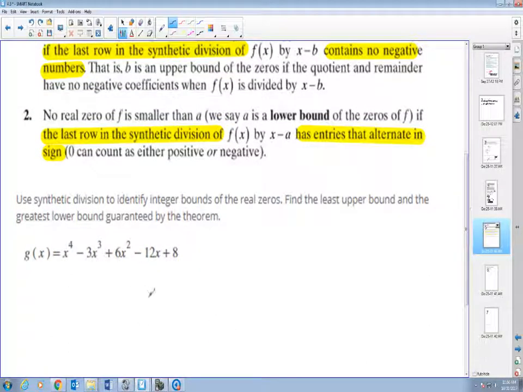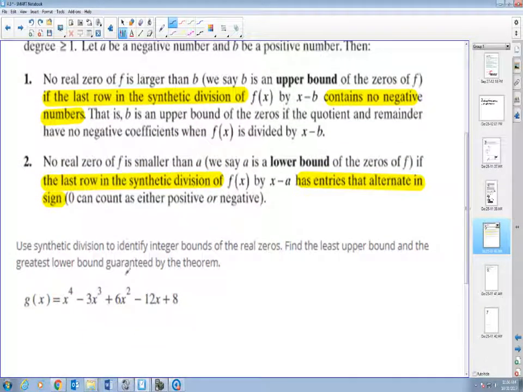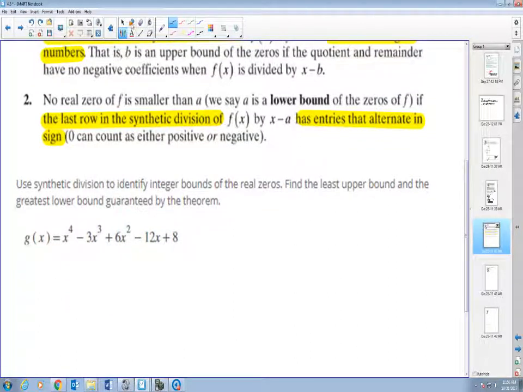The easiest way is to start out with the smallest integer. I'm going to do the positive one first. I'm going to find this b first, so I'm going to start out with 1. Since I have to try a lot of these, I'm going to take an image of this. 1, negative 3, no missing terms, 6, negative 12, and positive 8. Alright, I'm going to take a picture of this.